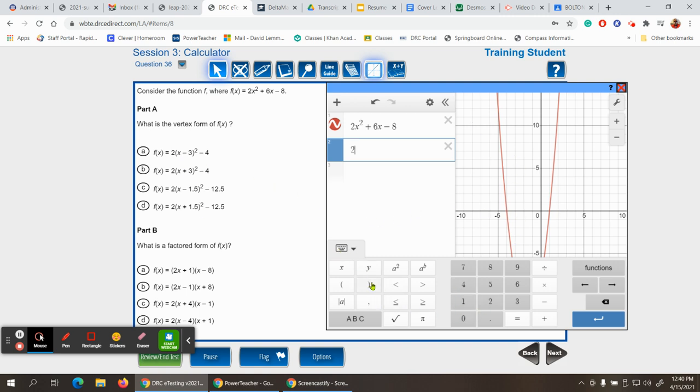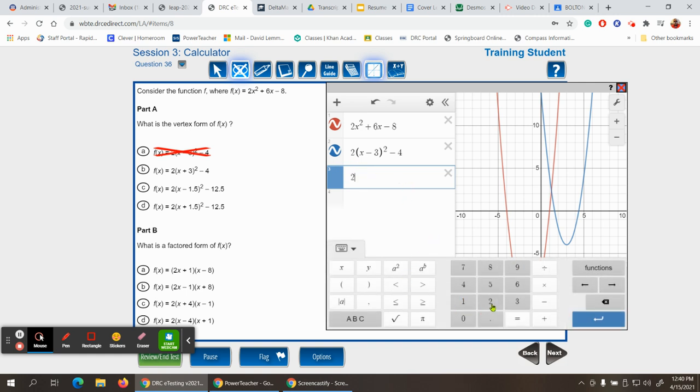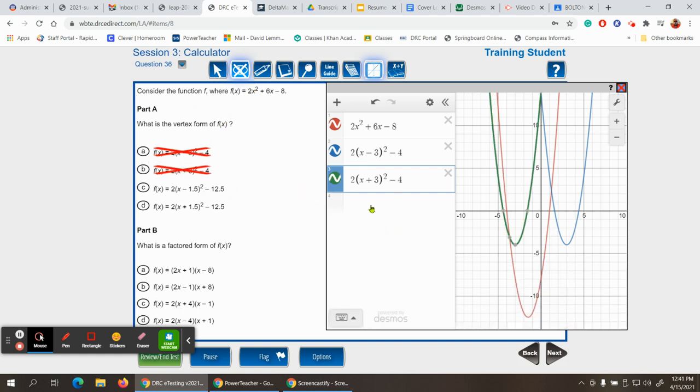I'm going to say 2 parentheses x minus 3 close parentheses squared minus 4. Is that the same? No, so that one's not an answer choice. Now 2 parentheses x plus 3 close parentheses squared minus 4. That's not the same as the red, not an answer choice.